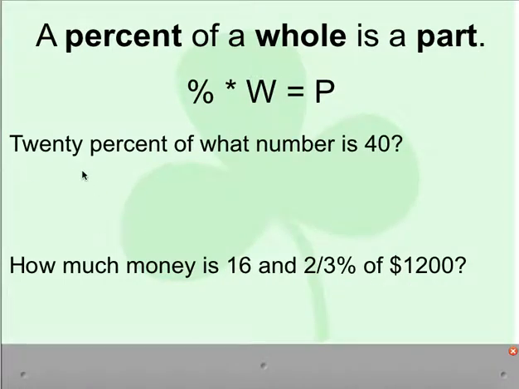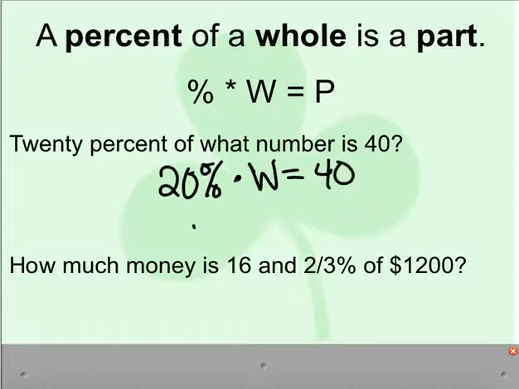Okay? 20% of what number is 40? So if we're talking about 20% of a certain number, so 20% of the whole is 40, that means that I'm going to take 0.2 multiplied by our whole is 40, so I divide by 0.2. So 40 divided by 0.2 gives me 200. The whole that I have is 200.